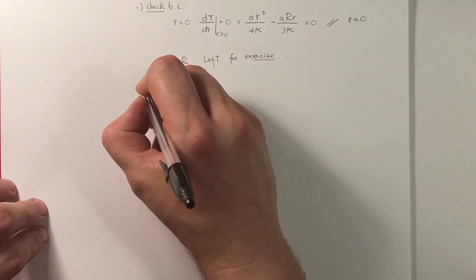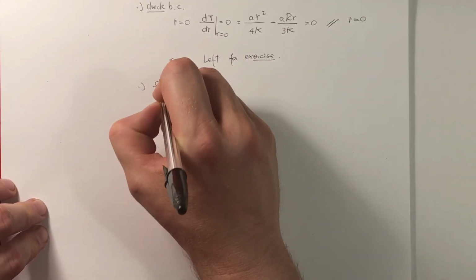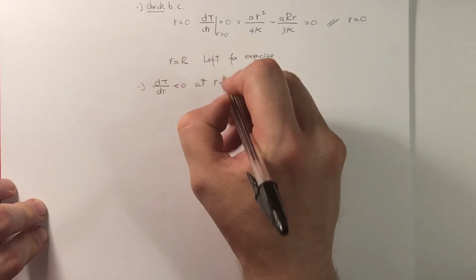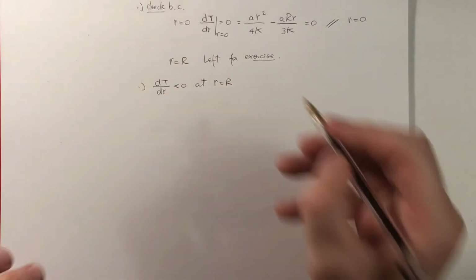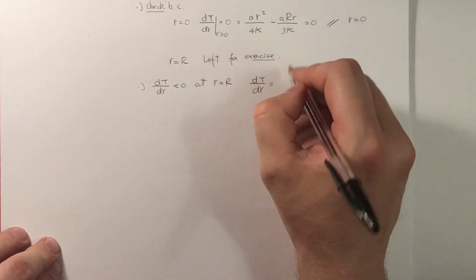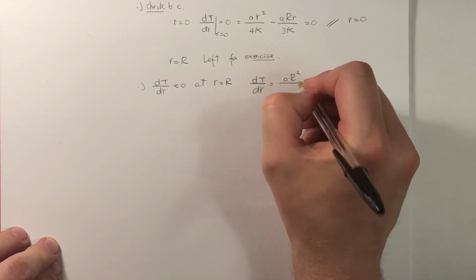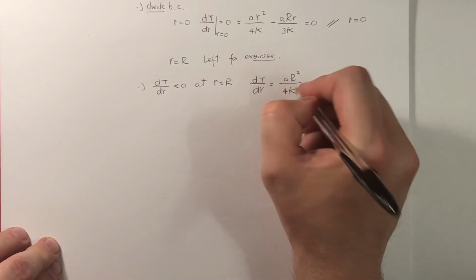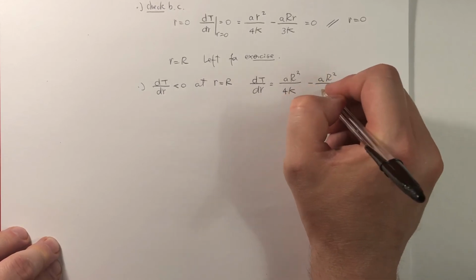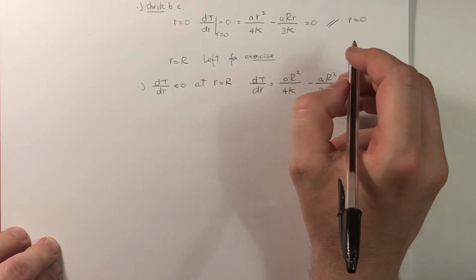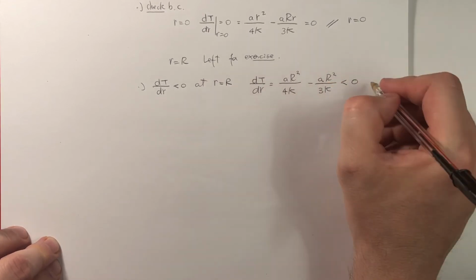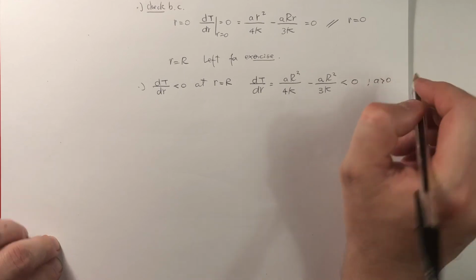We can check that dT/dr is smaller than 0 at r equal big R. And indeed we have dT/dr equal AR squared divided by 4k minus AR squared divided by 3k, and so this is smaller than 0 because A is a positive constant.